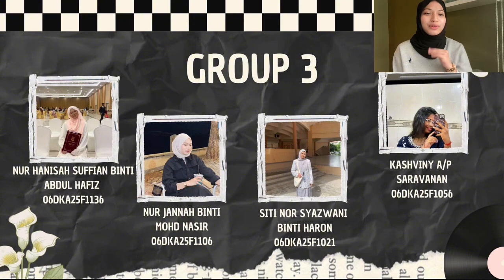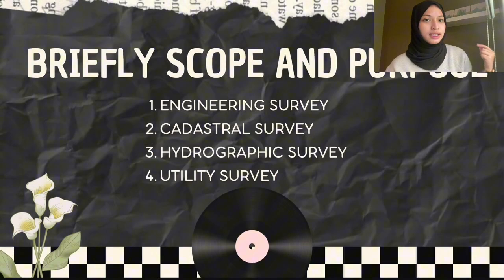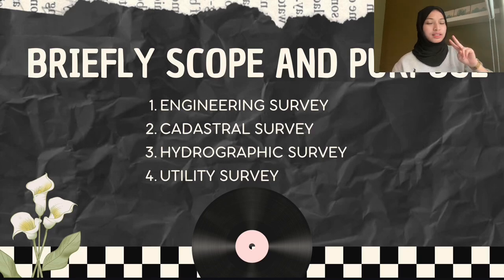We will be presenting about the brief scope and also purpose for 4 different types of survey. The first one is engineering survey, the second one is cadastral survey, the third one is hydrographic survey, and the last one is utility survey.